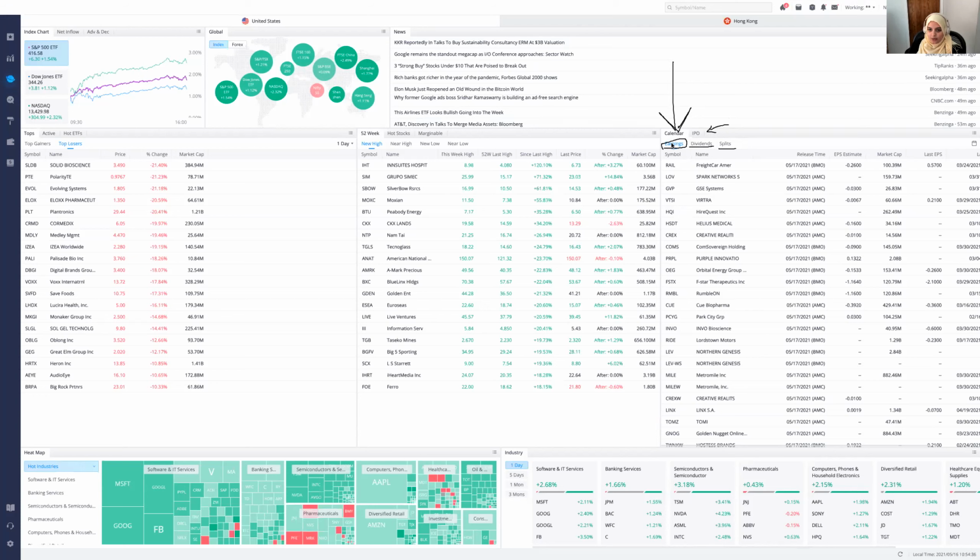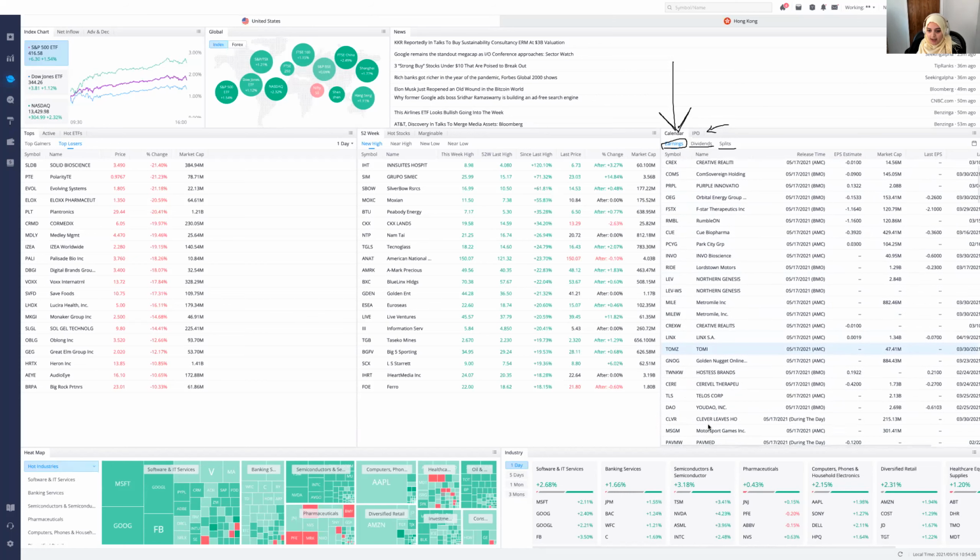So right here, I can see that this stock has earnings coming out 5/17. So it's May 17. BMO means before market open. AMC means after market close. So you can see which stocks have earnings coming up.